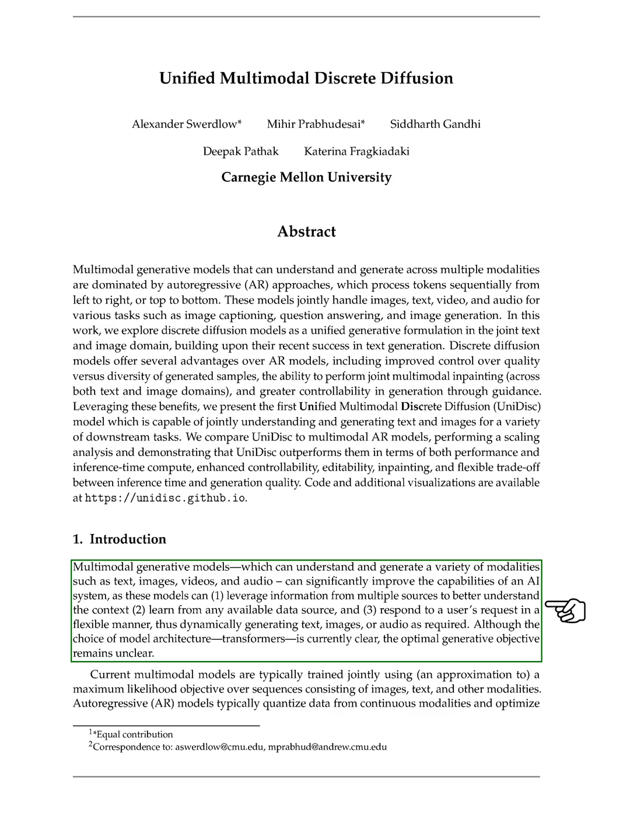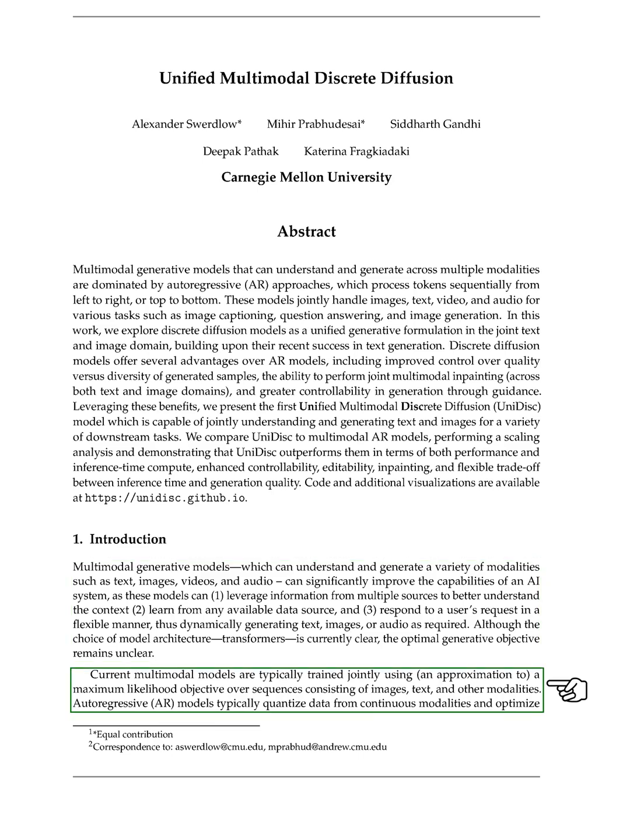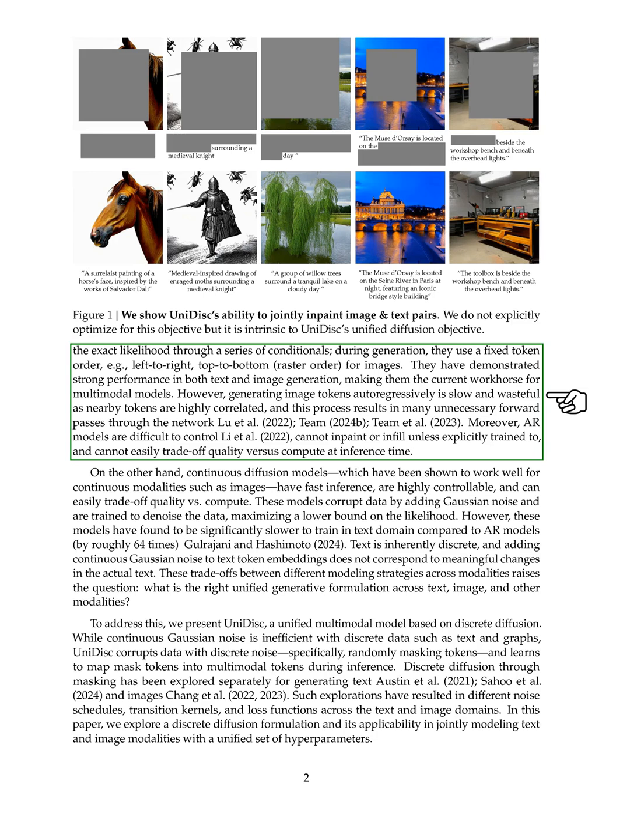While we have a clear choice of model architecture, transformers, the best generative objective is still uncertain. Typically, current multimodal models are trained together using a method that approximates maximum likelihood over sequences of images, text, and other types of data. Autoregressive models, for instance, break down continuous data into quantized forms and optimize likelihood through a series of conditionals, generating content in a fixed order.